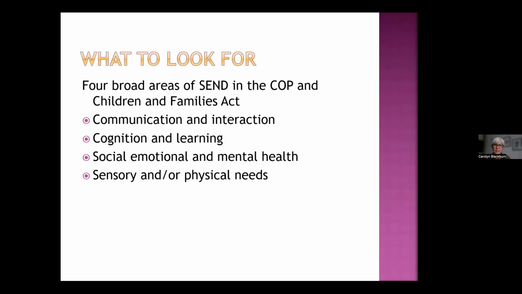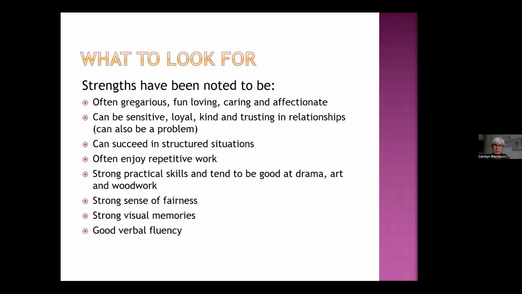They're not really discrete in this way. And you would be looking for children to have extra needs and need support in all four of them. So what are we looking for if we're trying to look for a child that we think might need support in this category?